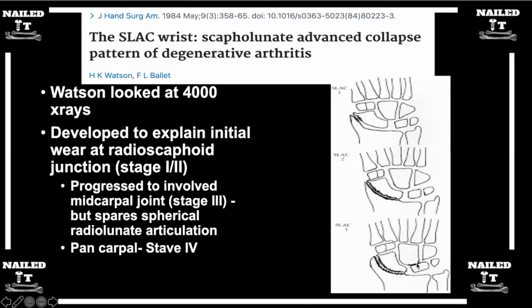And I will tell you that I'm one that believes in stage 4 arthritis, where the mechanics are so far off that the lunate and the lunate fossa start getting wear and changes. And that obviously significantly changes your algorithm and what kind of surgeries are possible.